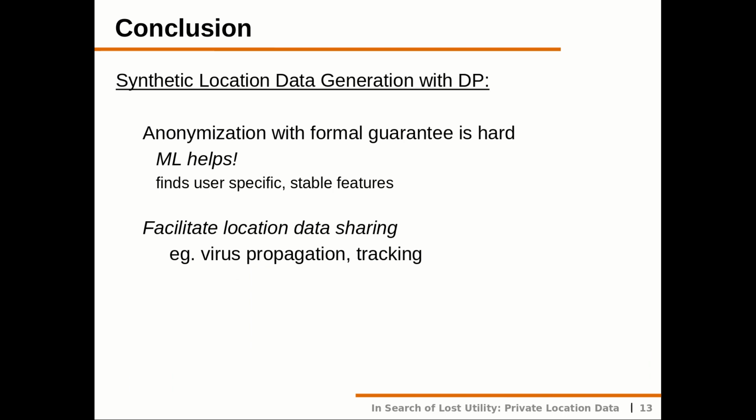Okay, so what's the conclusion? What we did again, we did synthetic location data generation with differential privacy. And we learned that anonymization with formal guarantee is hard, but machine learning methods can help. Machine learning methods like deep learning, what we used, find specific stable user features in a high-dimensional space that are otherwise very hard to find, and you must introduce a lot of noise otherwise. So machine learning helps, great.